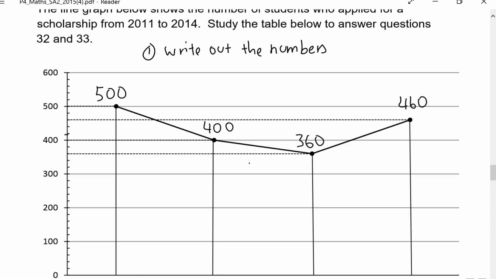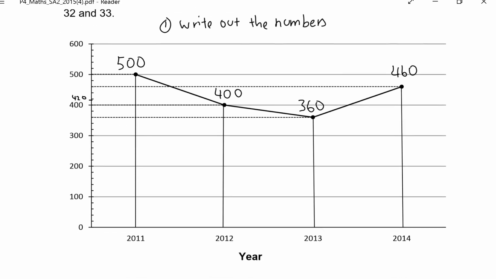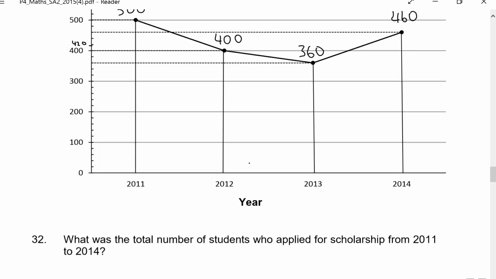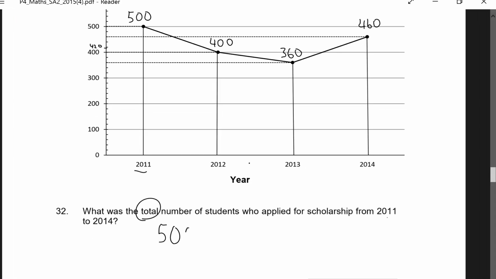Each box seems to be addition of 20. Alright, after doing some guess and check, these are all the numbers that I have. We are ready to check our question. Total number of students who applied for the scholarship from 2011 to 2014. So we are going to add up all the four numbers. 500 plus 400 plus 360 plus 460.